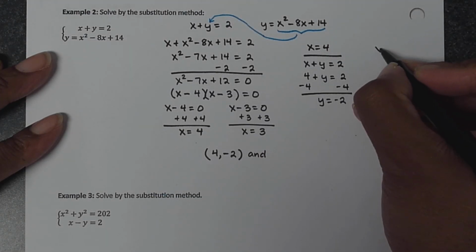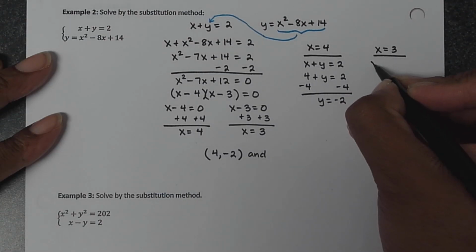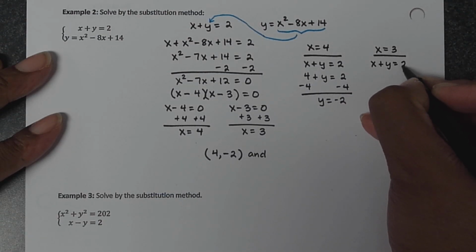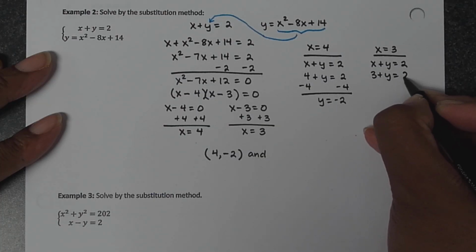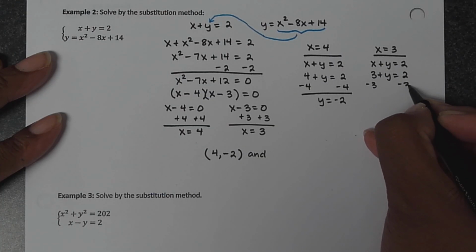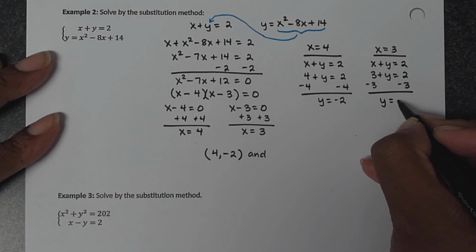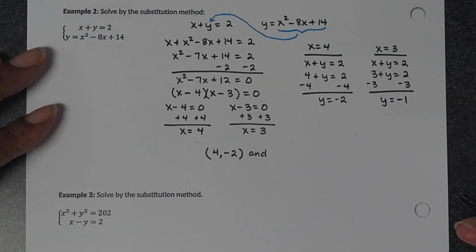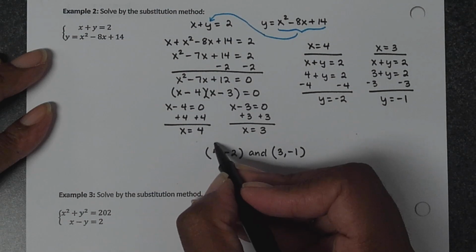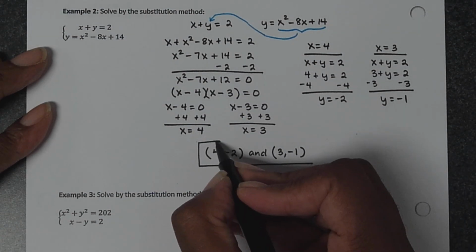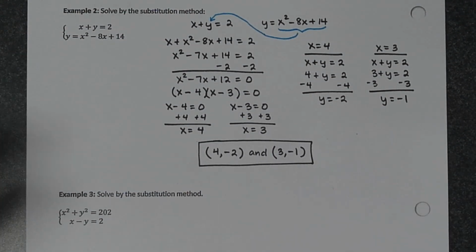And then for x is equal to 3, I'll still use that x plus y is equal to 2 and substitute my x with 3. So it'll be 3 plus y is equal to 2. Subtract 3 on both sides, you'll get y is equal to negative 1. So when x is 3, y will be equal to negative 1. So here's the other ordered pair that will satisfy this system of nonlinear equations. So my two ordered pairs will be 4, negative 2, and 3, negative 1.